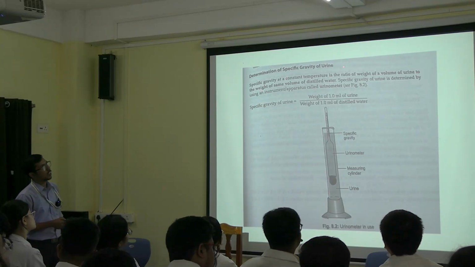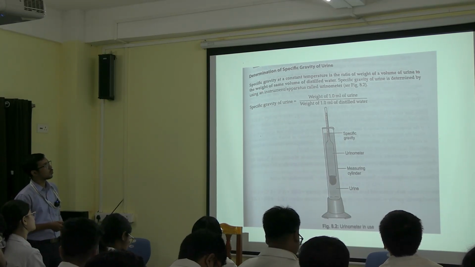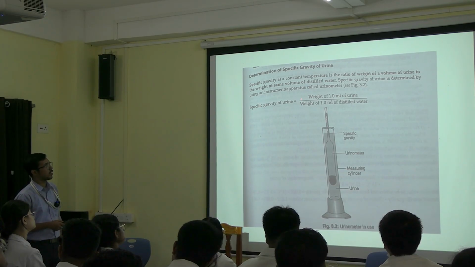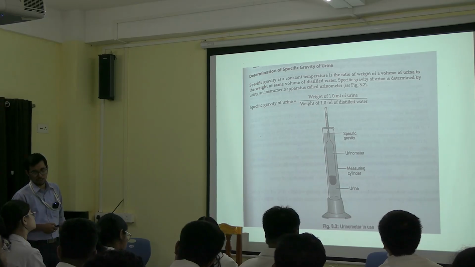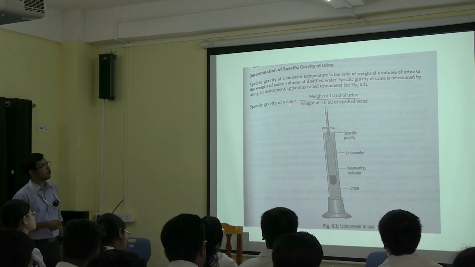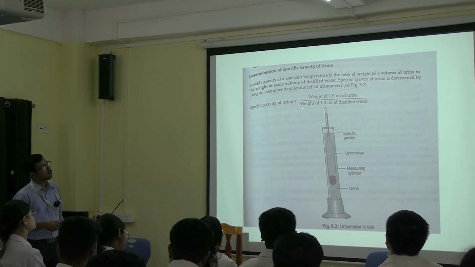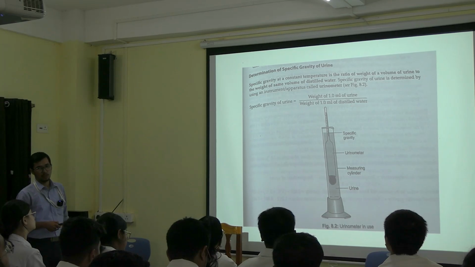Specific gravity at a constant temperature is the ratio of weight of a volume of urine to weight of the same volume of distilled water. Specific gravity of urine is determined by an instrument called a urinometer. This is the urinometer, and the formula is specific gravity of urine equals weight of 1 ml of urine divided by weight of 1 ml of distilled water.